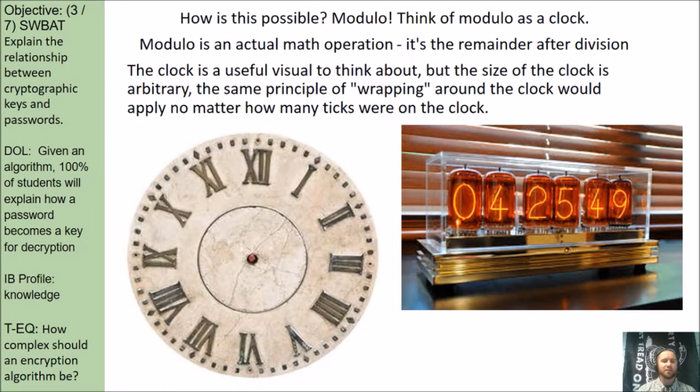It's its own mathematical operation. The clock is a useful visual to think about, but the size of the clock is arbitrary. The same principle of wrapping around the clock would apply no matter how many ticks were on the clock. So what I mean by that is, here you have 12 spokes or 12 ticks, and depending on what you're using modulo on, this number can change. So if I had 24 modulo 13, I would need 13 ticks on the clock.